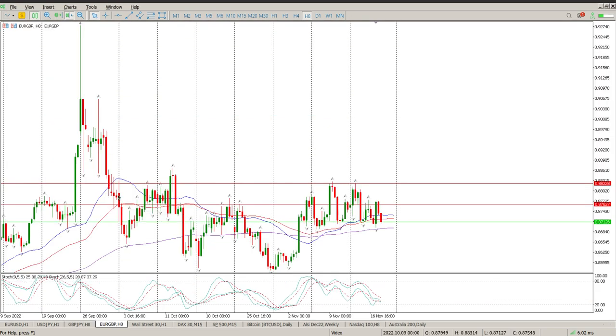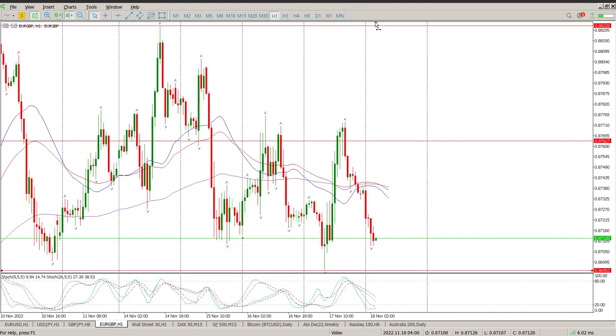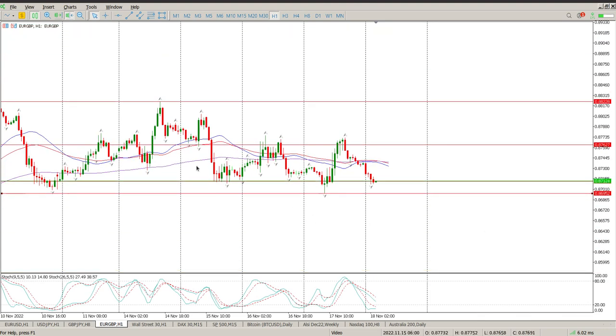Moving on to Euro British Pound, and we are sideways, no two ways about it. We keep sort of bouncing, keep coming back to this area down here, and they're not going anywhere. So I suspect we're probably going to do the same today. Nothing really going to happen above and below the moving averages all week now. So I'm really not interested in this pair.